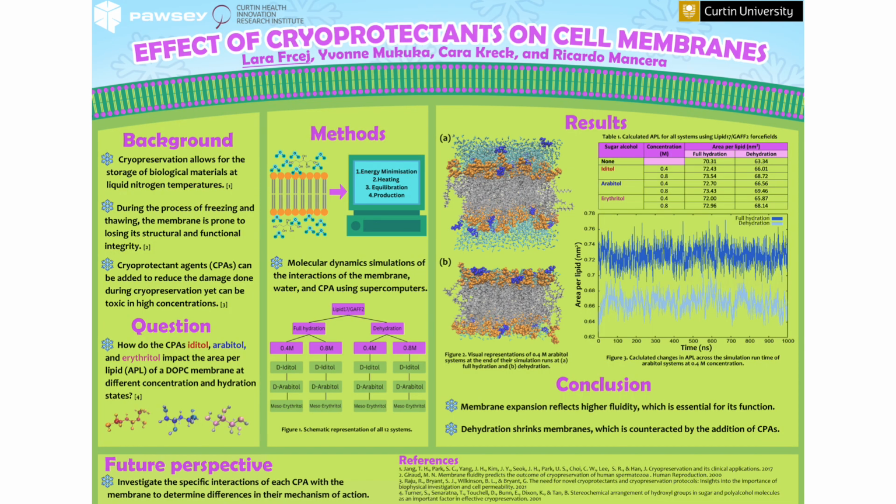At the bottom, I have a figure which shows all the systems that I analyzed. So using Lipid17 and GAFF force fields, which are mathematical formulas which determine everything that the atoms in our systems will do, we have two hydration states, fully hydrated and dehydrated. For each hydration state, we then have two concentrations, 0.4 and 0.8 molar. And for each concentration, we have the three cryoprotective agents to analyze. So you can see that this becomes a lot of work, having 12 systems overall.